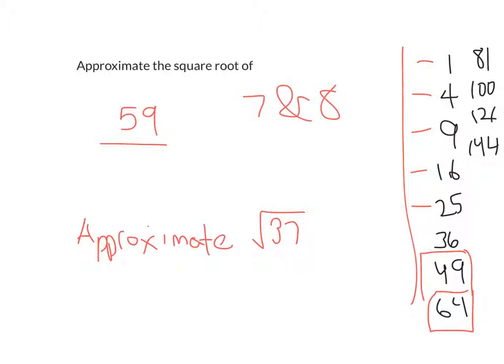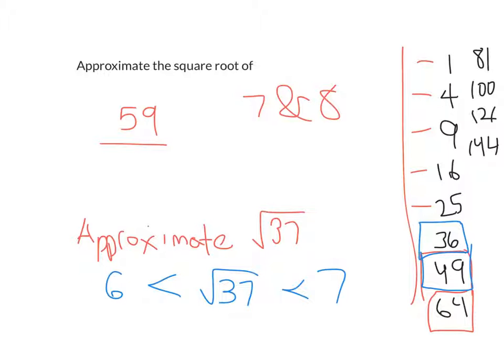If you look at this next problem, approximate radical 37. So that means, again, I'm thinking what numbers are the perfect squares that have 37 between them. So I'm going to look here, 36 and 49. That means radical 37 is going to be less than 7, because the square root of 49 is 7, and greater than 6, because the square root of 36 is 6.